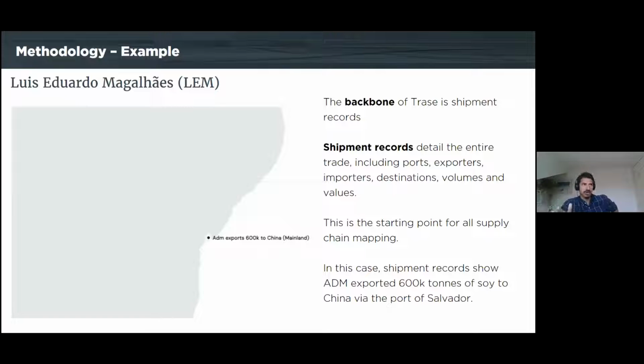So great, how do we start? The backbone, as we say in Trase, is the shipment records, which are customs declarations, bills of lading. Basically all the data available in the customs that we can purchase or acquire in the countries. For example, in this case, there's one row in the customs declaration that says ADM exported 600,000 tons of soy to China. This is our starting point. The shipment records have information like the trader, the volume of the commodity exported, the port where it is leaving the country, the exporter, the importer, the country of destination, as well as the economic value.